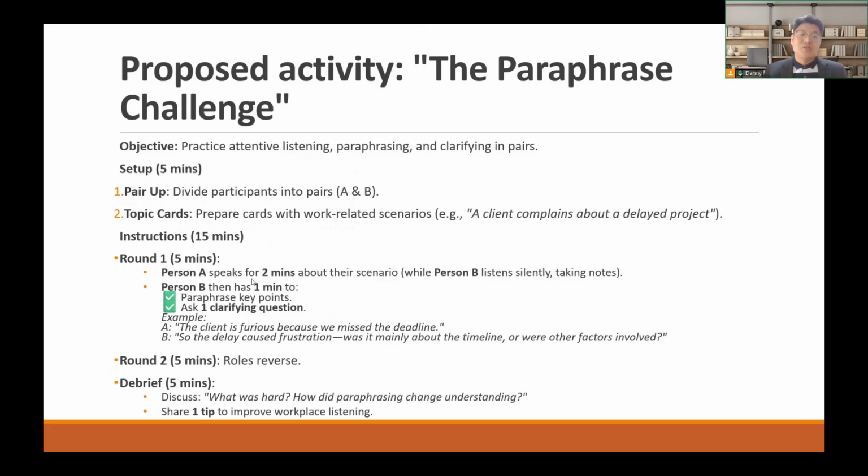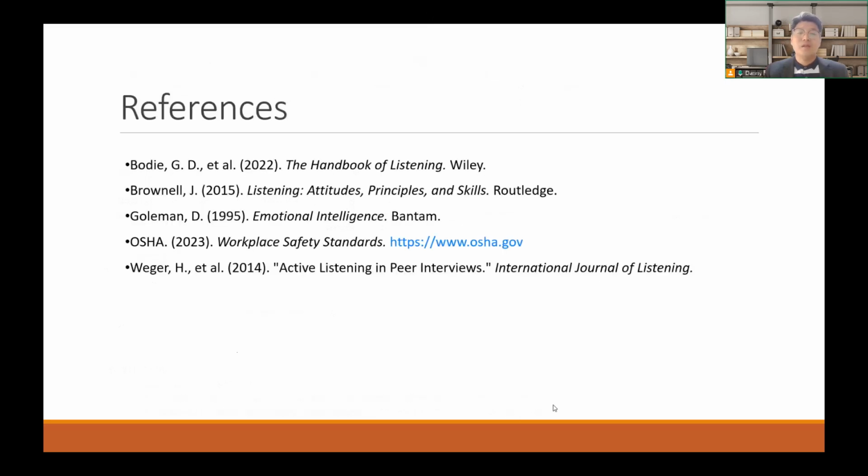And then you reverse your roles in round two. So after the 2 rounds, please have a debrief to try to summarize, okay, how did you feel just now? What was hard? How did paraphrasing change your understanding, okay?